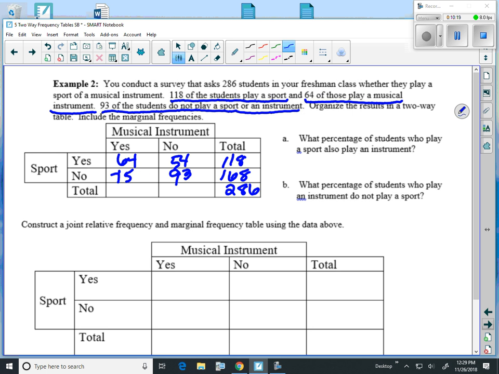Now we can get the totals. So add your 64 and your 75. 139. Oh, yeah, I had my 20 off. It's okay. And then 54 and 93? 147. Okay, now, how do we check our answers? By adding 139 and 147. Yes, is 139 plus 147 286? Yes. Okay, what about 118 plus 168? Yes. Okay, that's how we know we did it right.